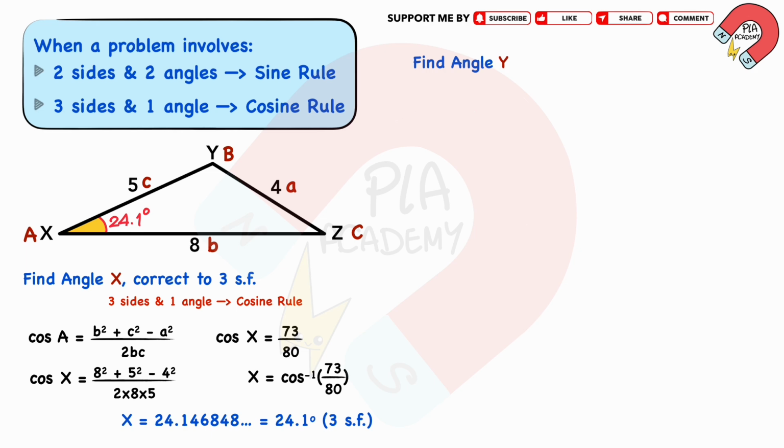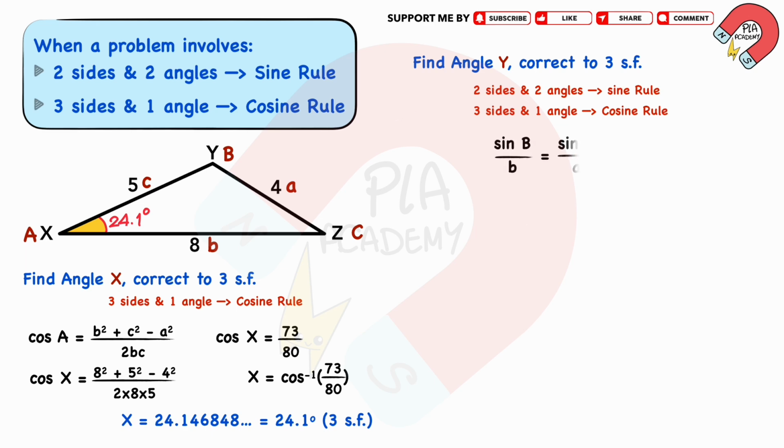Next, let's find angle Y to 3 significant figures. Now that we know one angle and all 3 sides, we can use either the sine rule or the cosine rule to find the other angle. To make it easier, we will choose the sine rule. Since we are looking for an angle, we use the version with the sines as the numerators. Sine B over side B equals sine A over side A.